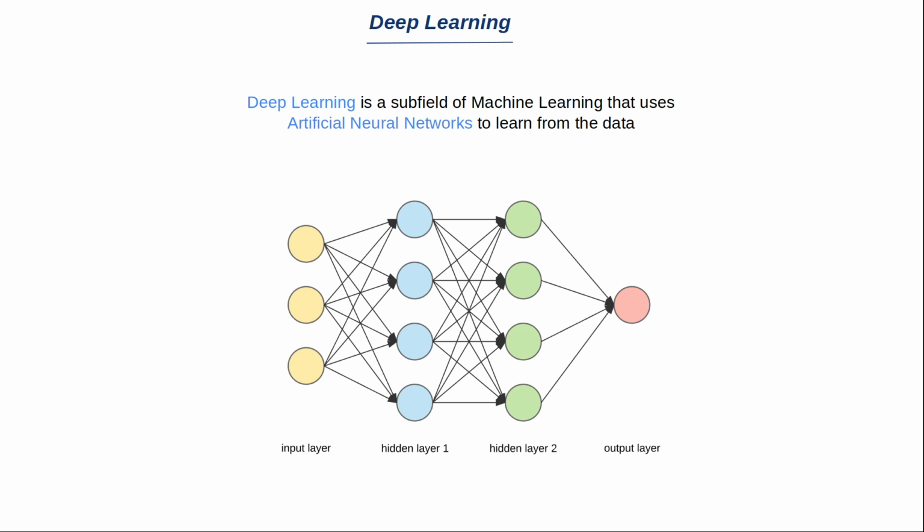In a neural network, you would have an input layer where you feed the input data, and then you can have several hidden layers, and then you finally would have an output layer. Each of these circles represents an individual neuron, or what we would call a perceptron.